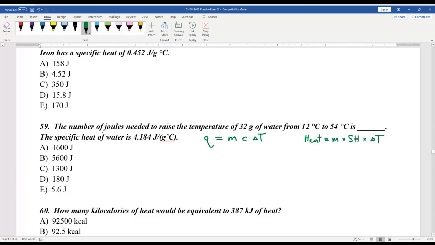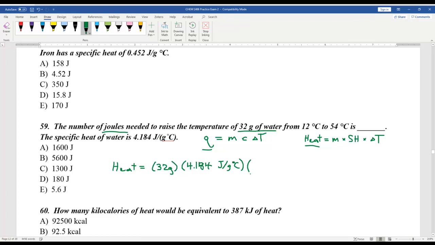In this case, I'm looking for the joules, and joules are a unit of heat. So essentially, I'm looking for Q, or the heat. I'm given the mass, that's the 32 grams, right? So the heat is equal to the mass, which is 32 grams, times the specific heat, which is given as 4.184 joules per gram degrees Celsius.